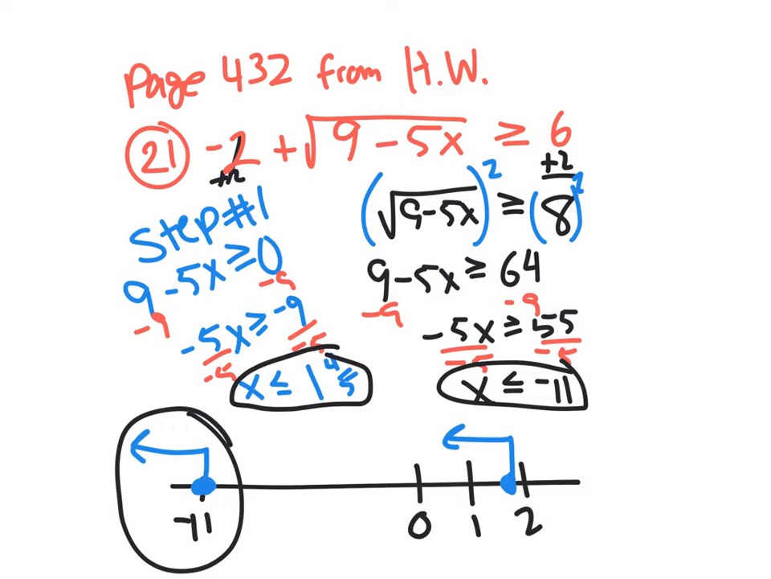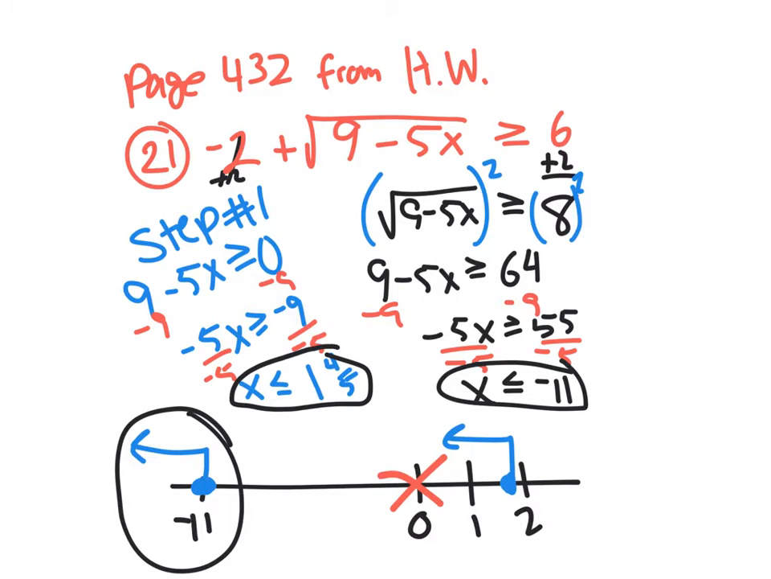So zooming out a little, if I tested the value of 0, which is clearly between them, let's just make sure that this doesn't work. Plug in 0 right here. 5 times 0 is 0. So you have 9 take away 0, which is just 9. The square root of 9 is 3. Negative 2 plus 3 is not greater than 6. So yeah, 0 didn't work, right?